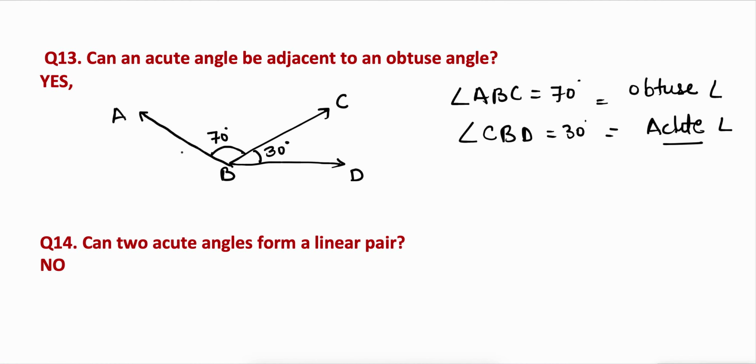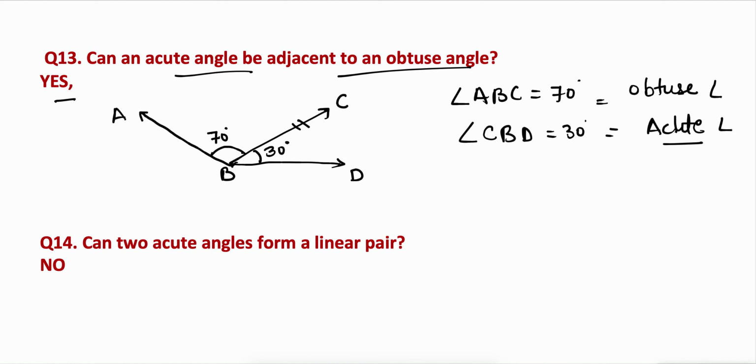So the acute angle here is adjacent to the obtuse angle, because for adjacent angles we know that we should have a common arm, that is BC, and a common vertex B. So yes, these two angles, 30 degrees and 70 degrees, are adjacent to each other. But they do not form a linear pair, because for a linear pair the sum should be equal to 180 degrees. But an acute angle can be adjacent to an obtuse angle. So the answer is yes.